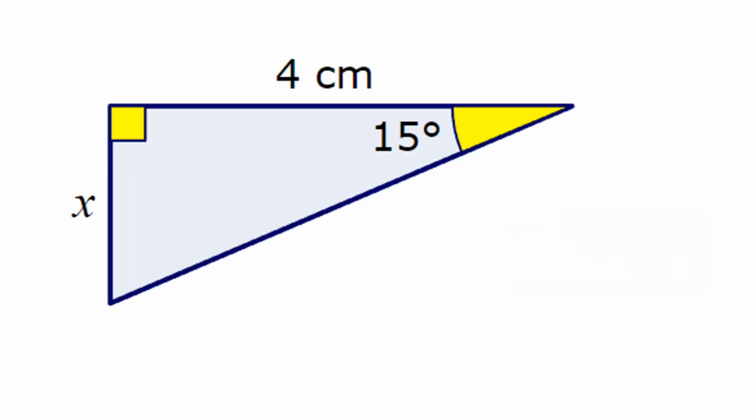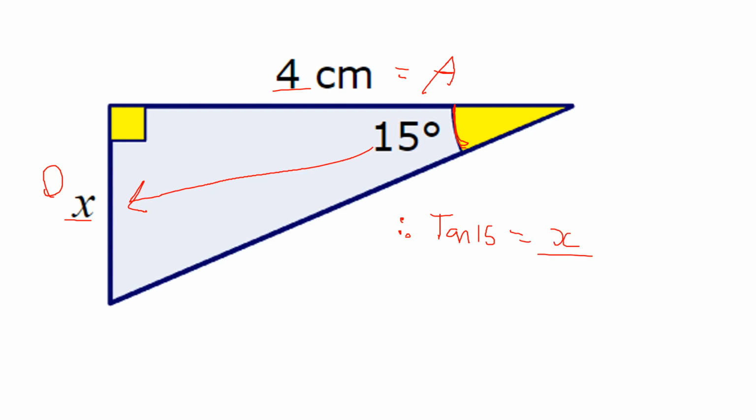What about something like this, where we're told that we have an x and we have a 4? Well, this 4 is, again, adjacent to the angle that we have. And x is the opposite. So therefore, tan 15 is going to be equal to our opposite x over 4. And just like every other example that we've done, we're going to solve for x.